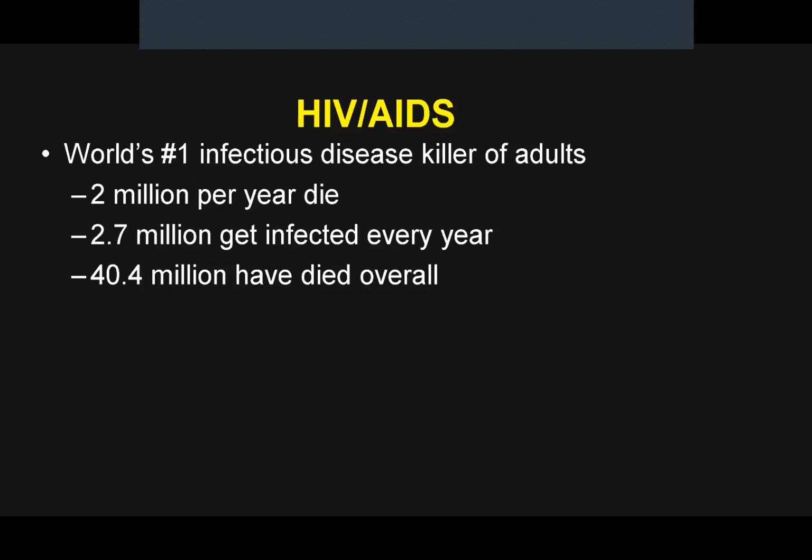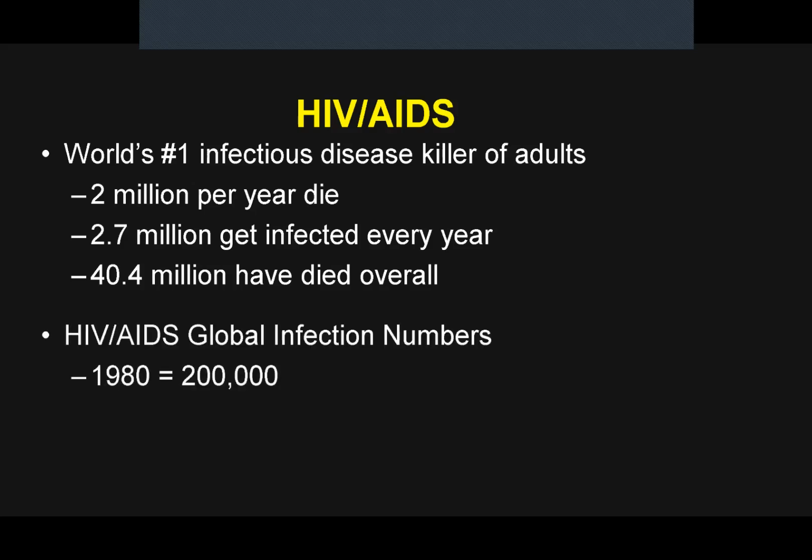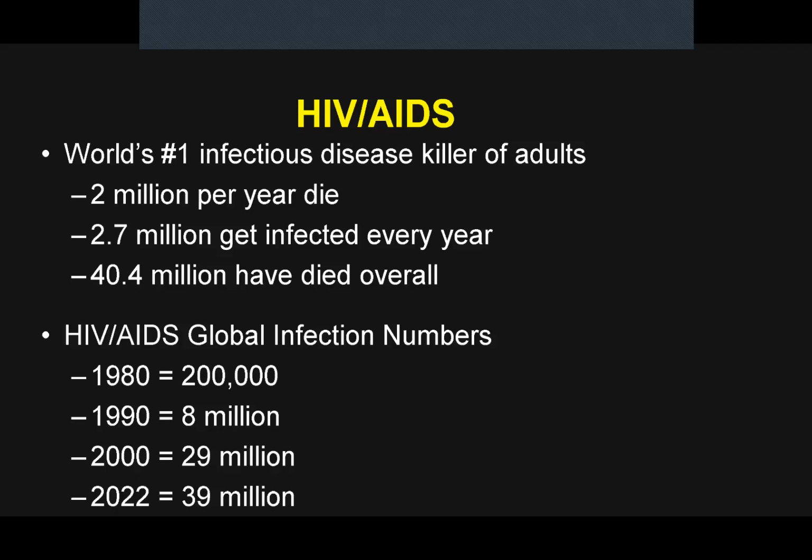2 million people per year die, but 2.7 million get infected every year. So it's still growing. And 40.4 million have died overall. And here are some of the numbers. In 1980, there were an estimated 200,000 cases. By 1990, it was 8 million cases around the world. By 2000, it was 29 million. And just this past year, it got up to 39 million. So you can see that it is still growing and spreading.